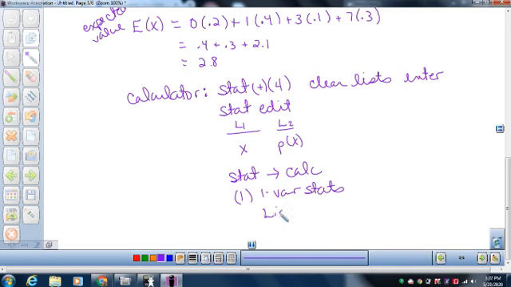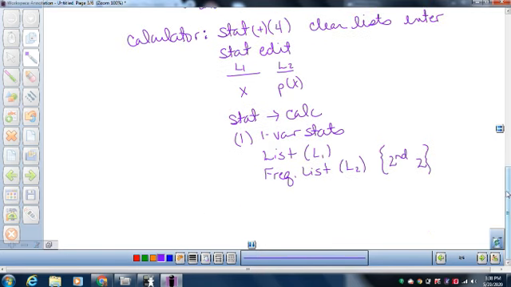In my list, I need to make sure I have L1. And beside frequency list, I need to put L2. To get that, I hit second 2. And it gave me the 2.8 that I did by hand. So that was the third thing you could be asked to do.